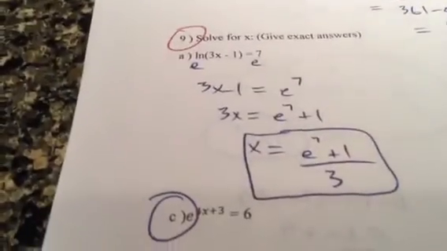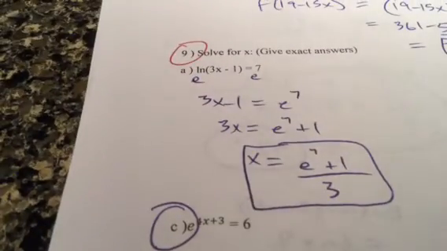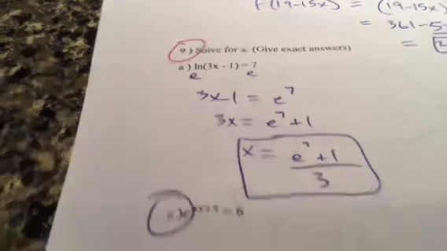Number 9, let's solve for x. Put e as the base. Add 1 to both sides, then divide by 3.